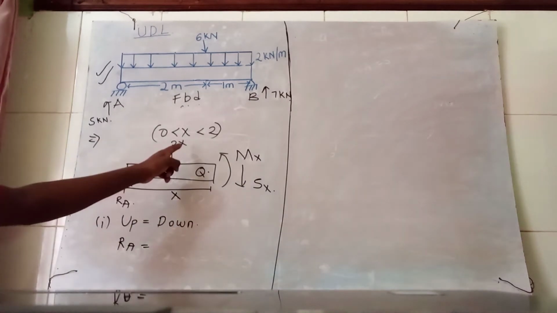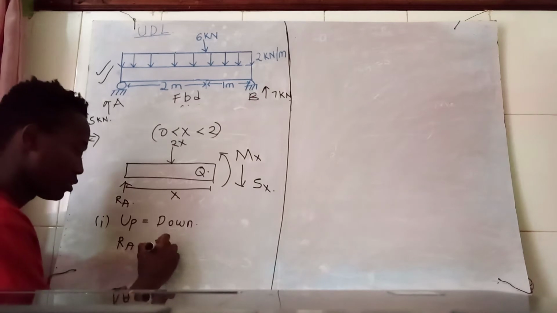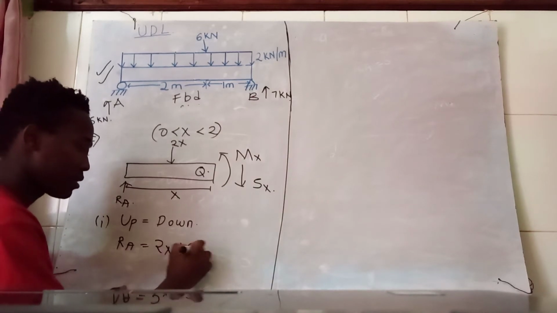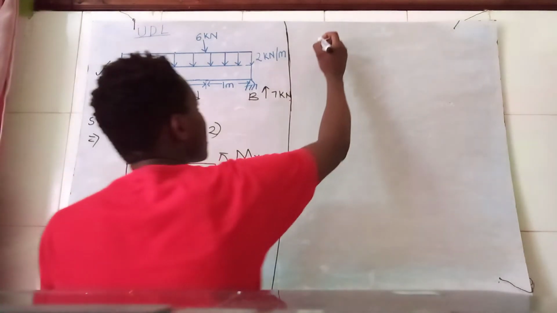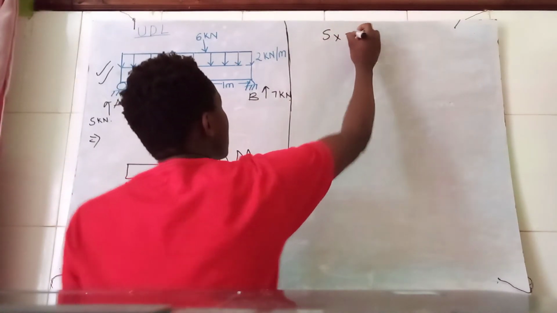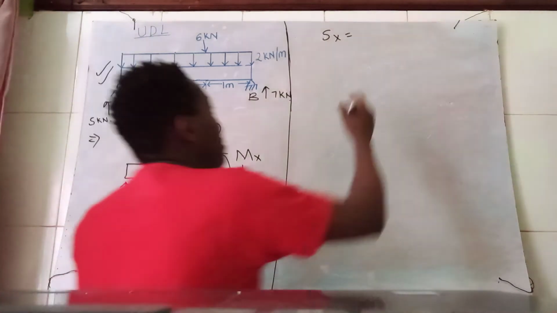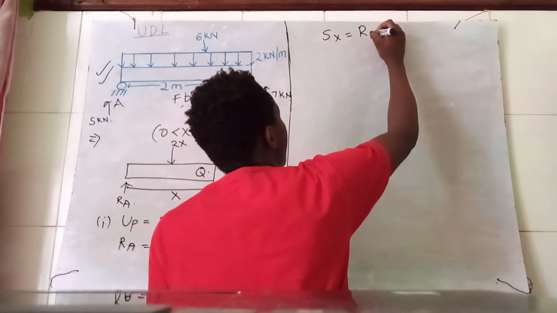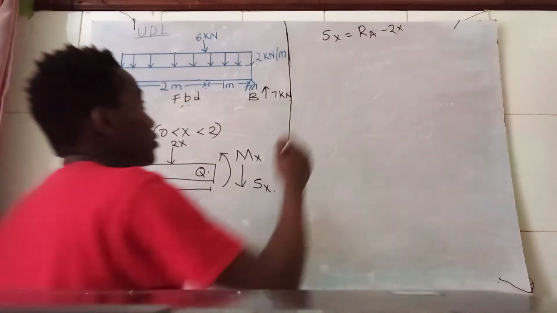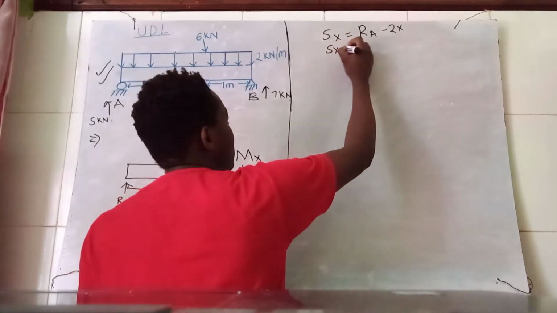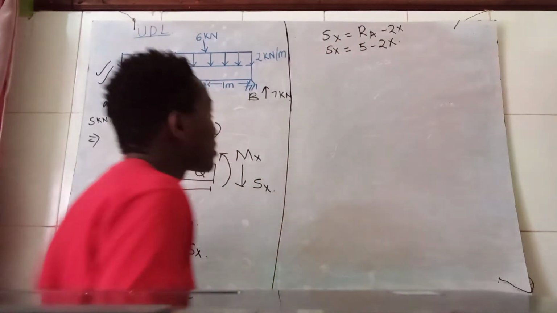Downward forces, I have 2x plus Sx. Make Sx the subject. Sx equals RA, take it to the other side, minus 2x. The value of RA was 5 kilonewtons. Sx equals 5 minus 2x.